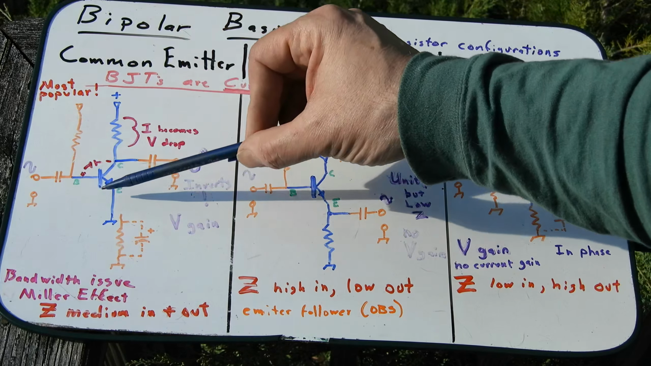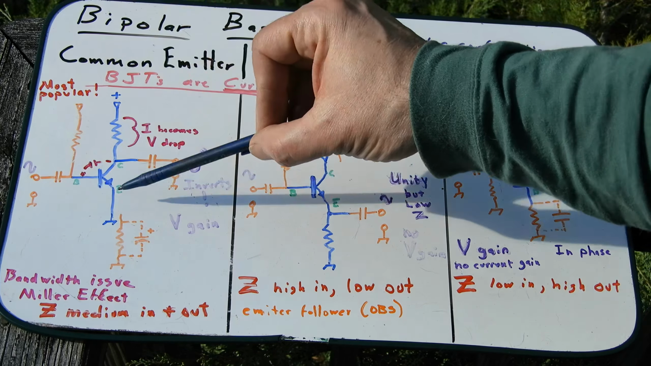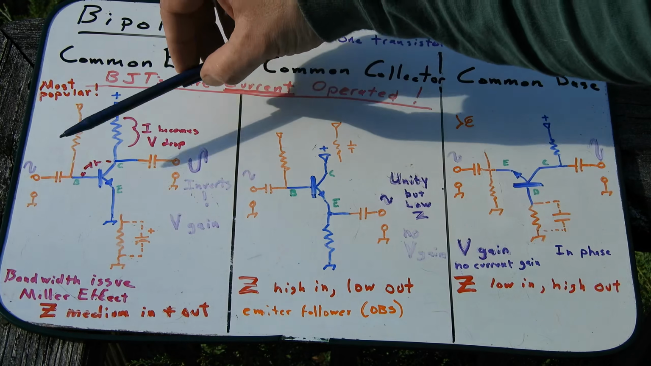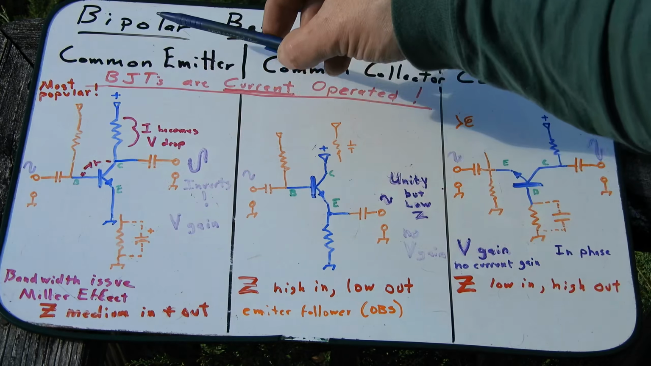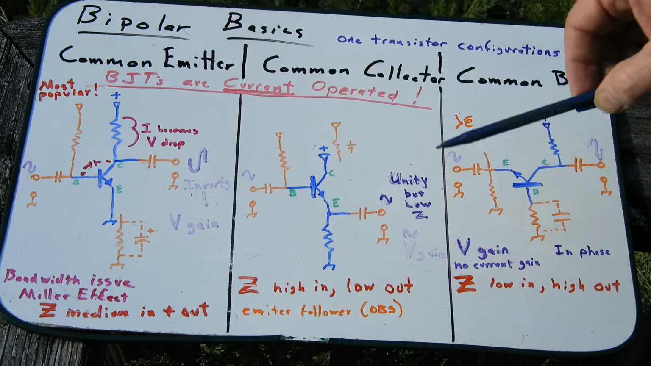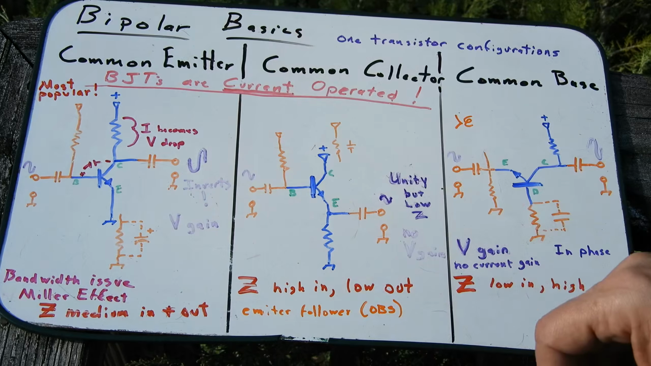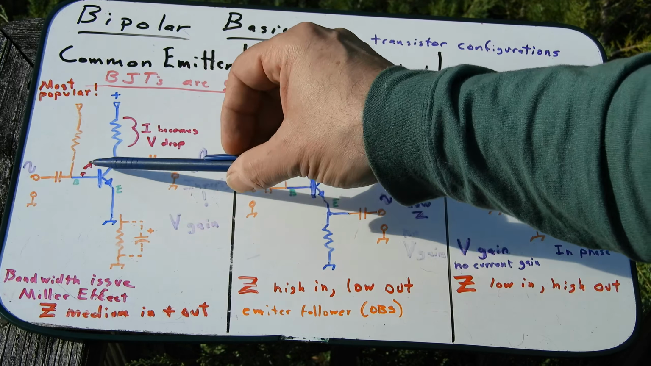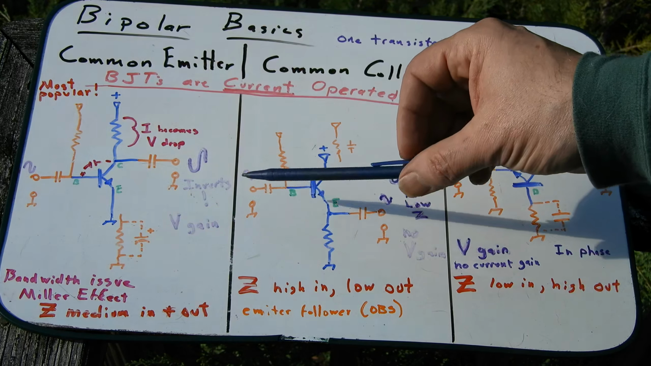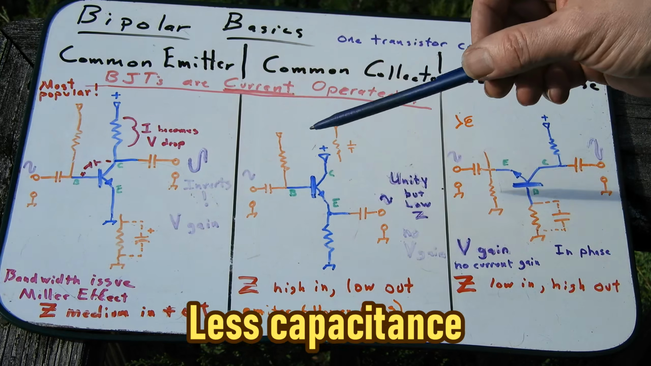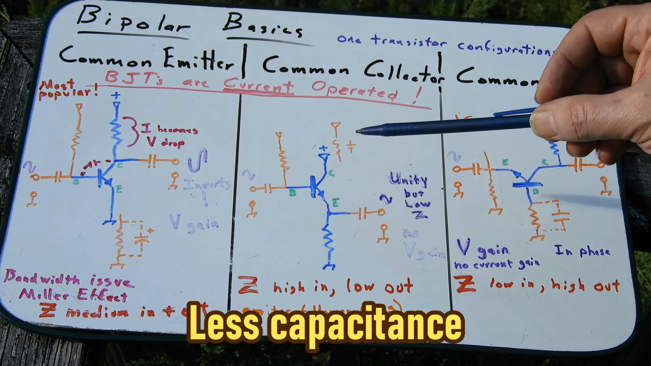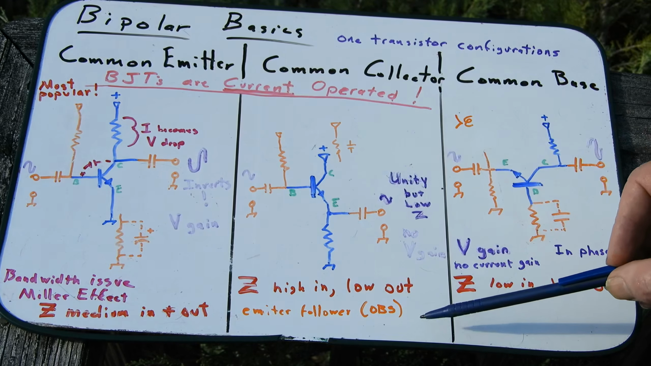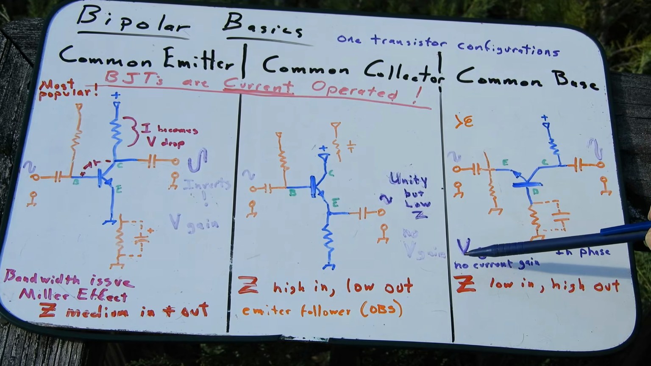And basically you've got a beta, so say 1 milliamp in here and then with a beta of 100, you'd have 100 milliamps going through. That's your basic, most popular circuit. There is a bandwidth issue called the Miller effect. There's a little bit of capacitance between the junctions, and that's why RF transistors are different than audio transistors. Part of the reason. So moving on, we have the next most popular, probably, common collector.